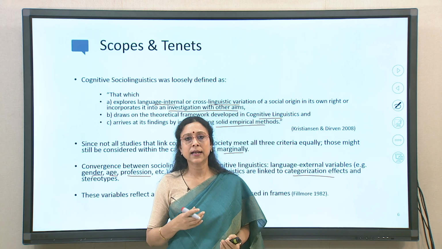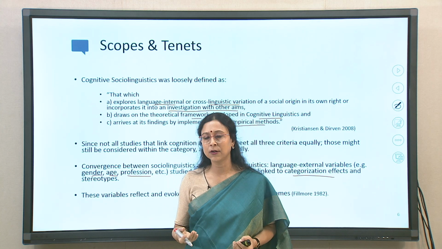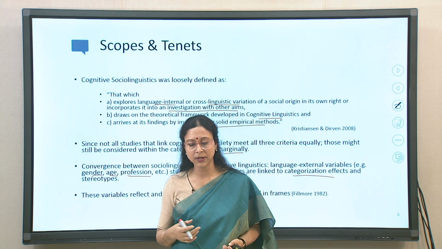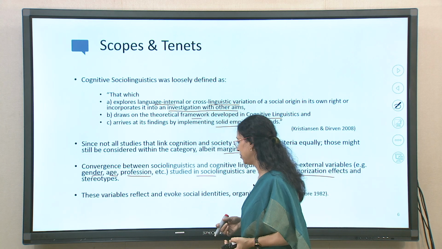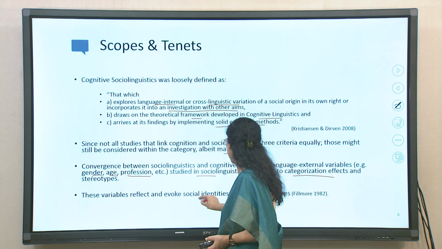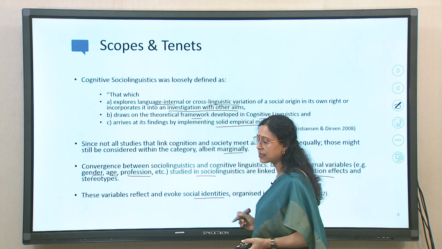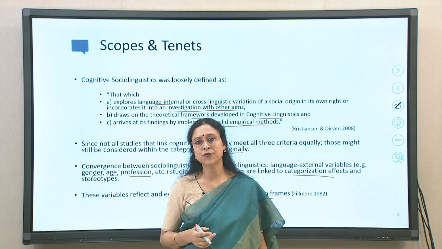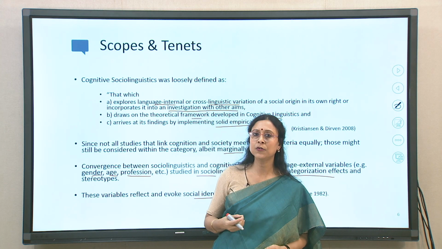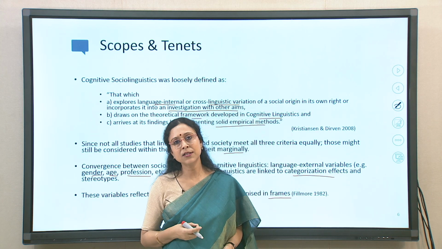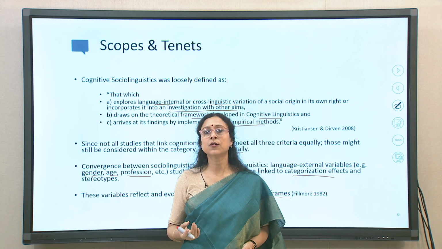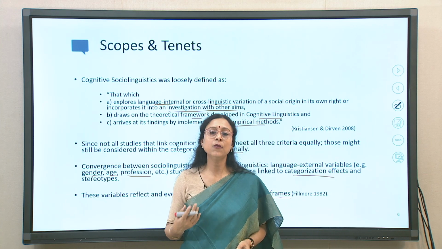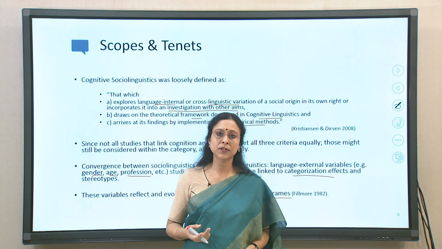The social variables that result in linguistic changes, variations in linguistic forms, have also been connected to various kinds of categories in the mind of both the society and the individual. Now, these variables reflect and evoke social identities organized in frames. The idea of frame is also integral to cognitive linguistics. Social identity is a social variable, while a frame is a cognitive notion. So, how can social identities, or let us say social groupings, also be understood in terms of frames or prototypes? These are notions within cognitive linguistics. So, this is a new way of looking at the social variable using the cognitive linguistic framework.